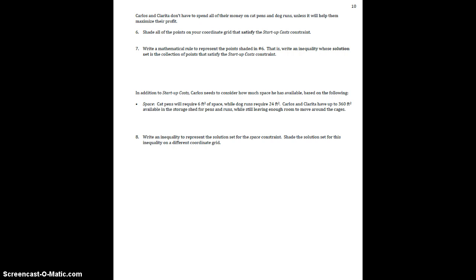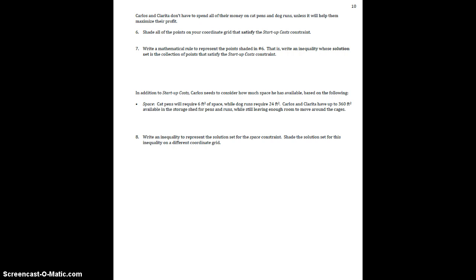satisfy the startup cost constraint. What points do they actually have enough money to build, to be allowed to build those, okay? So please, let's look at that all together as a class.